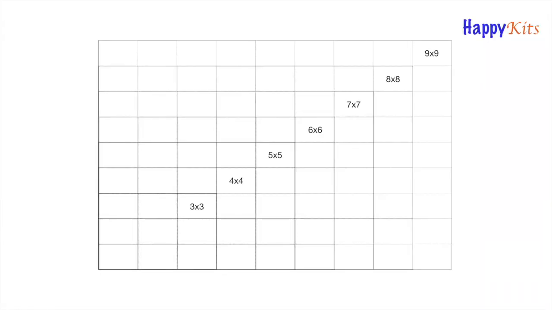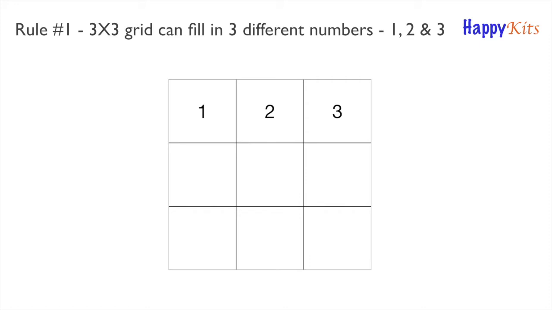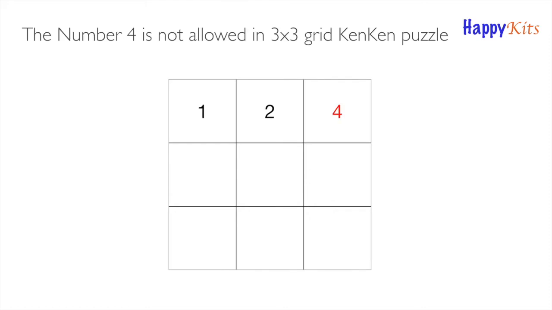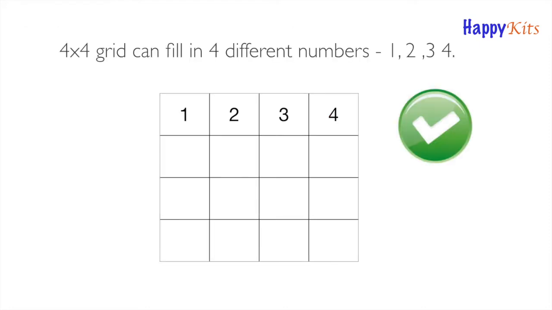This game ranges from junior level 3x3 to the advanced level 9x9. The rules of the game are very simple. Rule number 1. A 3x3 grid can only be filled with 3 different numbers, from 1 to 3. So, filling in the number 4 is not allowed for 3x3 unless you are playing a 4x4 KenKen. With a 4x4 grid, one can fill in 4 numbers, that is, from 1 to 4.